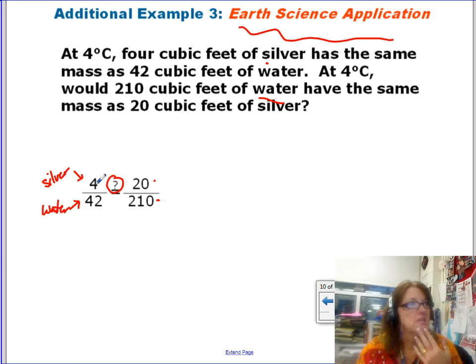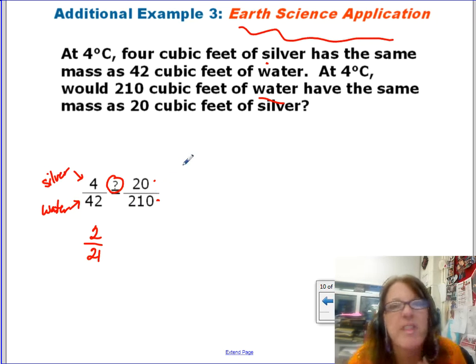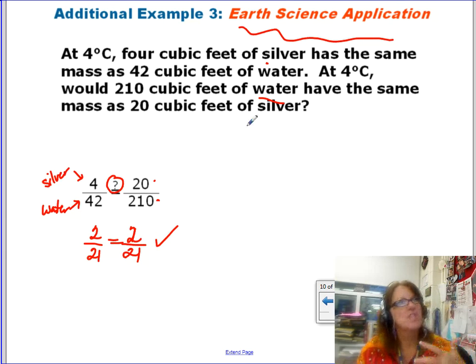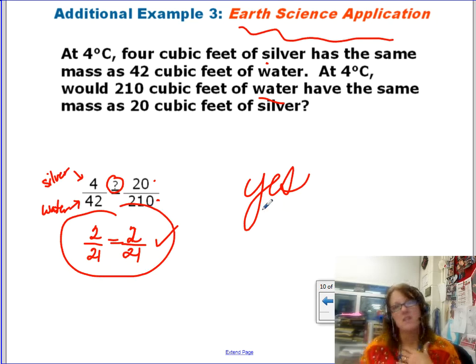Okay, let's see. Divide by 2, I'd get 2/21sts on this side, factoring a common factor of 2. On this side, oh, I love when they end in 0 because that means it has a common factor of 10. When I divide or factor out 10, I get 2/21sts. Winner, winner, chicken dinner. Yes. So the question is, would they have the same mass? And you can say yes. Yes, they would because they form a proportion.